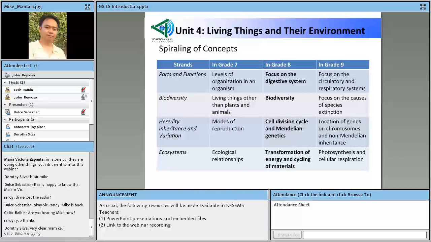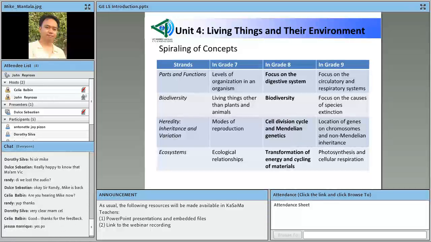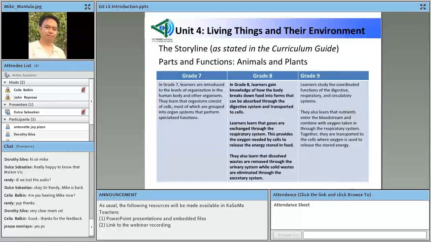You'll have a better appreciation of this spiraling progression if you've read the storyline in the first few pages of the curriculum guide. I hope you have with you the science framework or the curriculum guide. At any rate, here's an abridged storyline for parts and functions in animals and plants. In grade 7, learners are introduced to the levels of organization in an organism. They learn that organisms consist of cells, most of which are grouped into organ systems, well, actually tissues first, then organs, then organ systems that perform specialized functions.